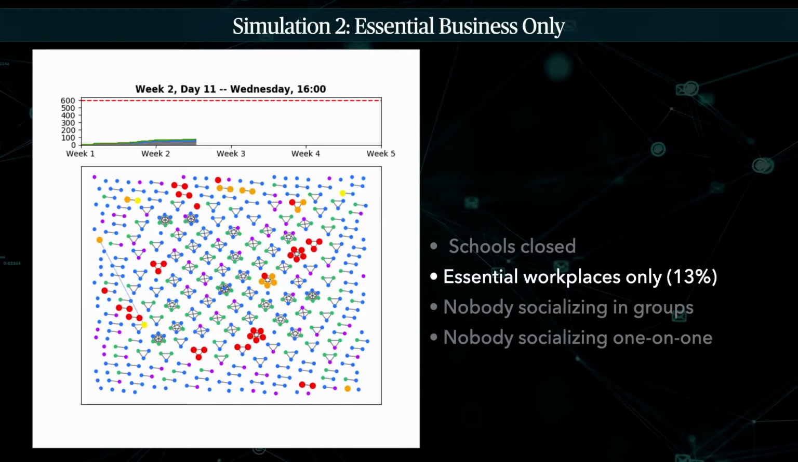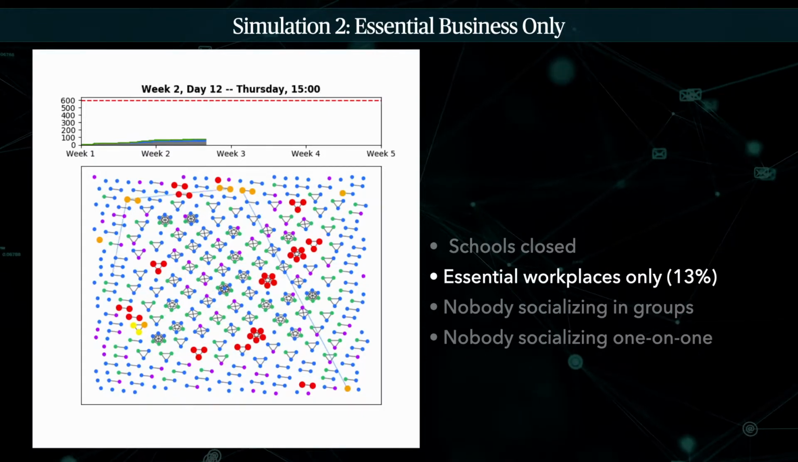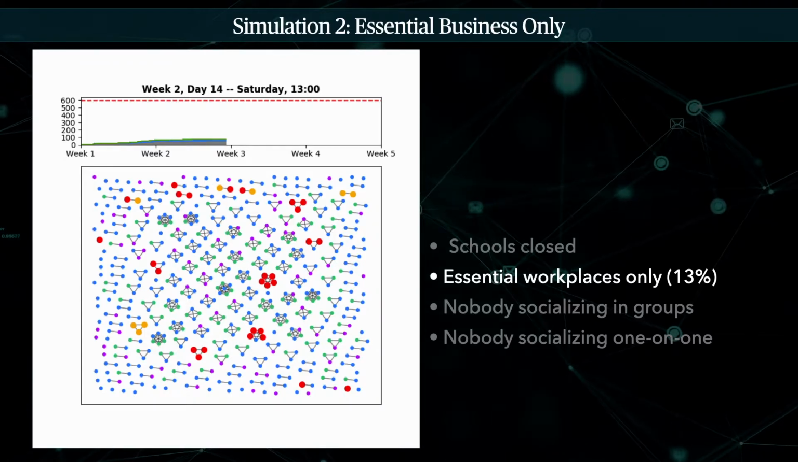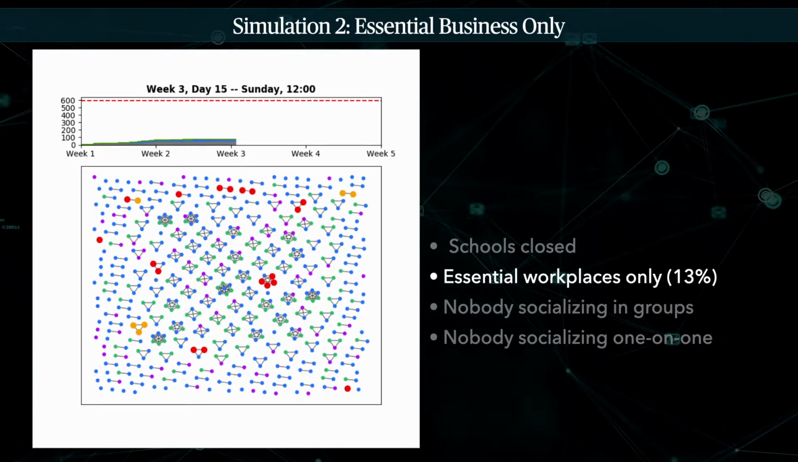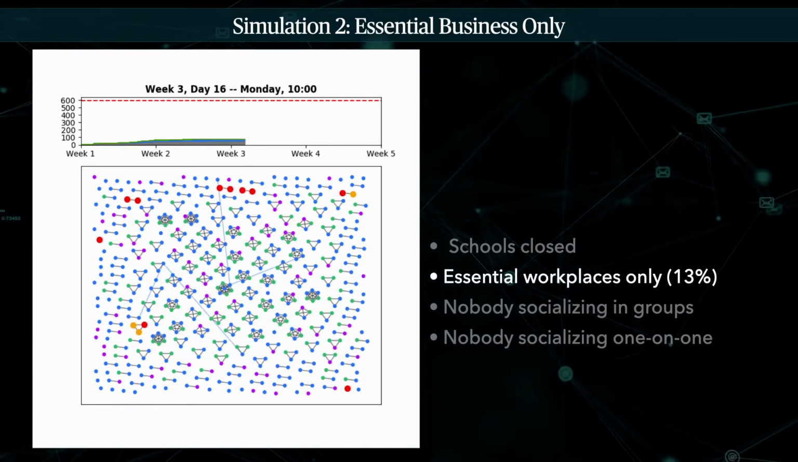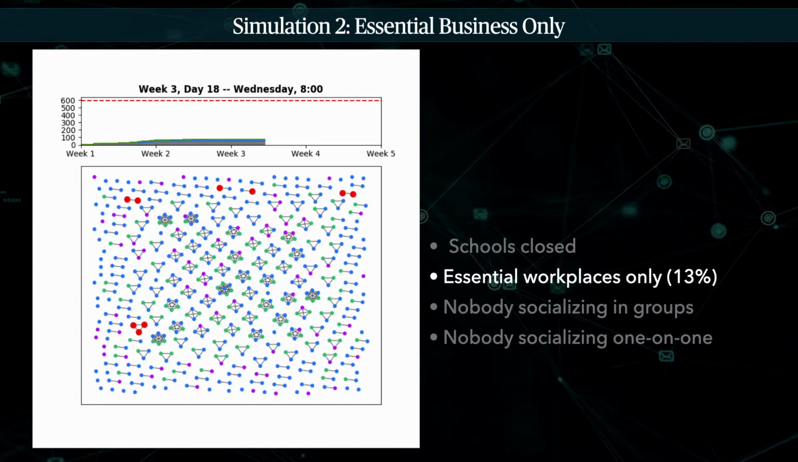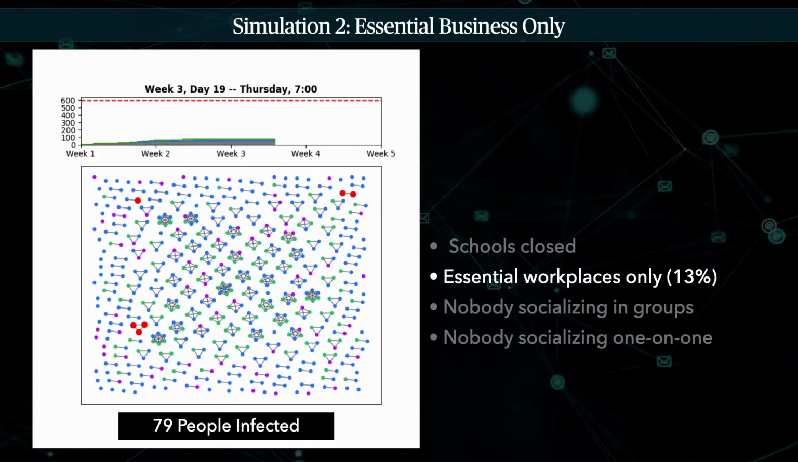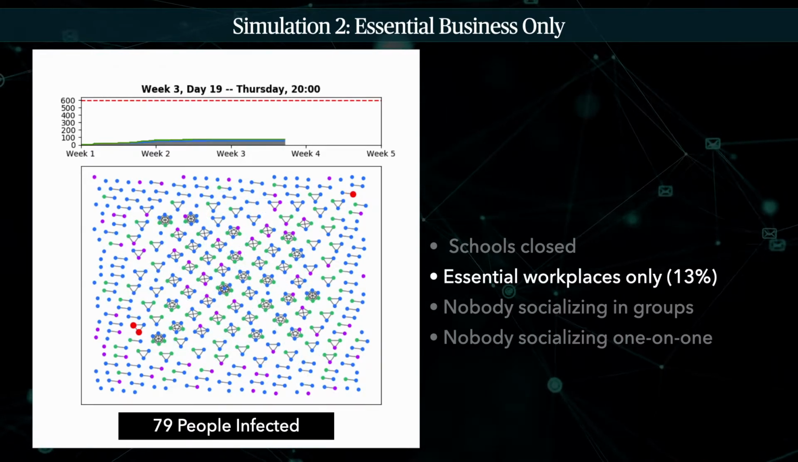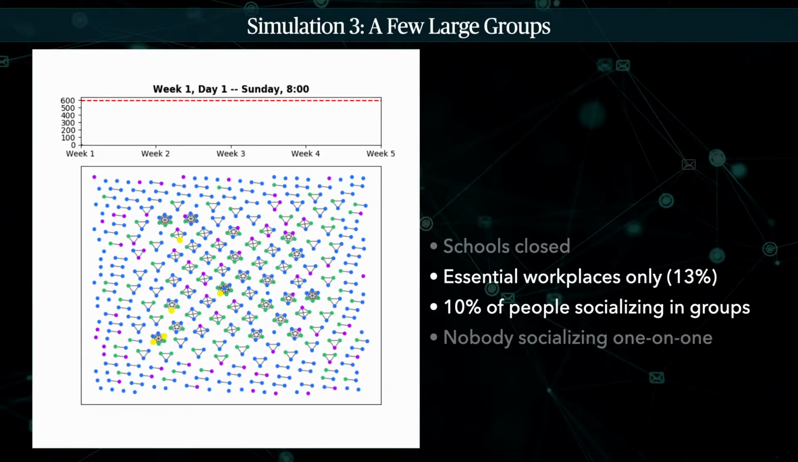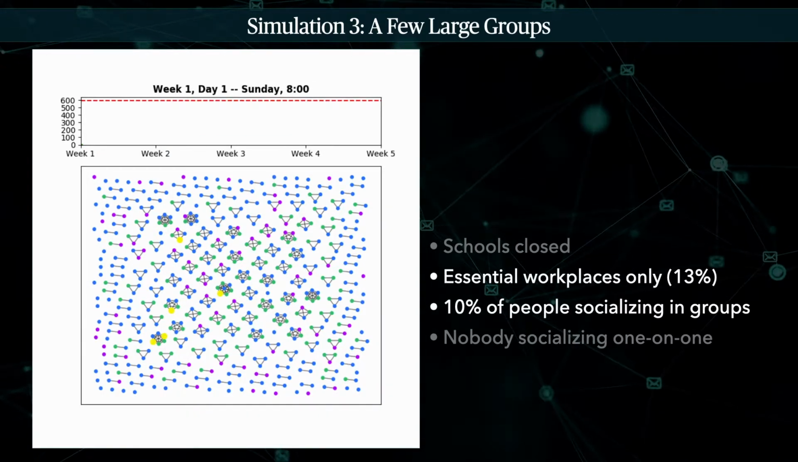However, at the end of the day, only families with someone who works at an essential business can be affected. The rest of the families are totally insulated. By week 3, therefore, the infection dies out. In the end, 79 people were infected. Of course, the best case scenario is not realistic.